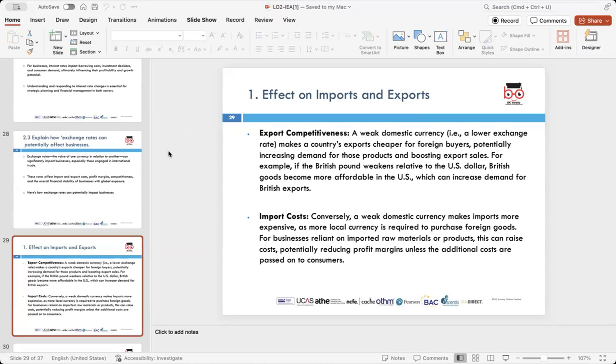On the other hand, a weakened domestic currency makes imported goods more expensive, since businesses have to spend more local currency to purchase foreign products. This can increase costs for companies that rely on imported raw materials, equipment, or finished goods, leading to higher production costs and reduced profit margins. Businesses might then have to pass these additional costs on to consumers, potentially leading to higher prices and lower demand.